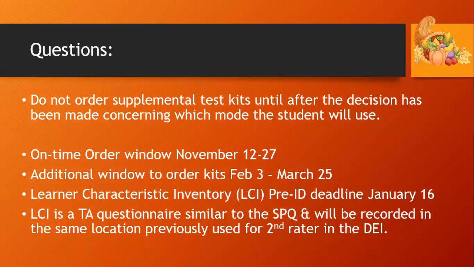This is what Helen was referring to earlier, that it will be a random selection just like the second rater was. The difference is this doesn't involve the student, whereas the second rater had to literally sit and observe the student taking the test, and record the student's responses and enter those into the DEI. This is just a questionnaire that the test administrator will complete and upload. So it's a little less intensive than having a second rater. Like we said, it'll be random selection, and January 16th is the deadline to pre-ID.